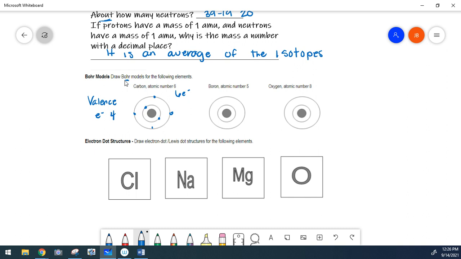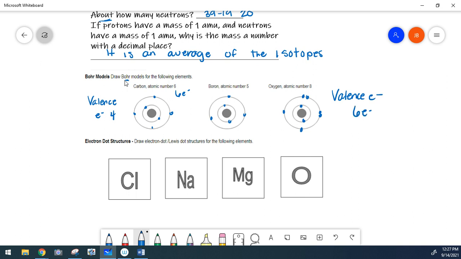All right, boron has atomic number 5. So how many electrons in the first shell? 2, and then how many in the second? 3. So how many valence electrons does boron have? 3 valence electrons. That's 5 total electrons, but 3 valence electrons. All right. Oxygen has 8. So how many go in the first? 2. And how many in the second? 6. 1, 2, 3, 4, 5, 6. All right. So how many valence electrons does oxygen have? 6 valence electrons. Okay.